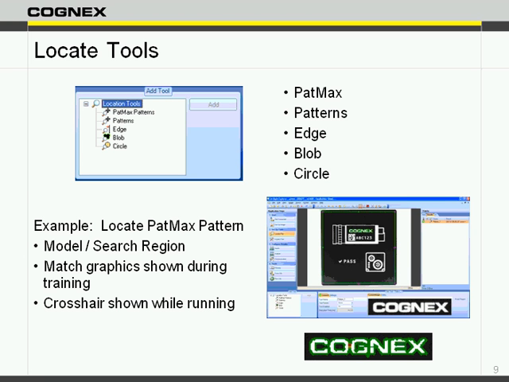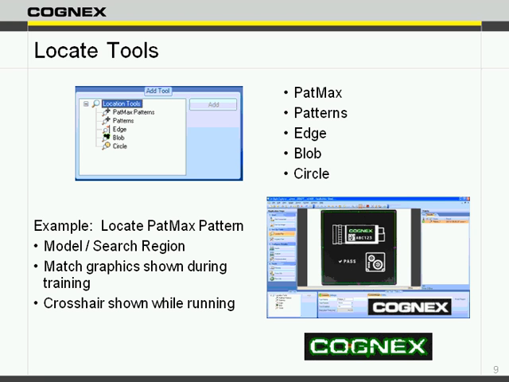So there are 5 location tools: PatMax, Patterns, Edge, Blob, and Circle. PatMax and Patterns are just about the same. PatMax is a more powerful tool, not as accurate as Patterns. As you might expect from that, Patterns is a little bit faster. If you have a nice crisp edge, and you don't anticipate having problems, or you're testing and you don't see that you're having problems, you might just go with Patterns because it's a little bit quicker than PatMax. It'll do the trick for you. Then you have PatMax Pattern, a much more powerful tool. A little bit slower, but much more powerful.